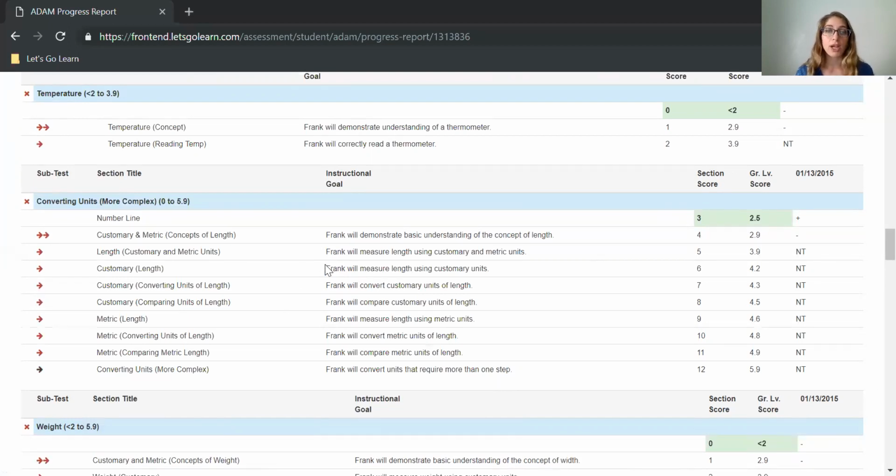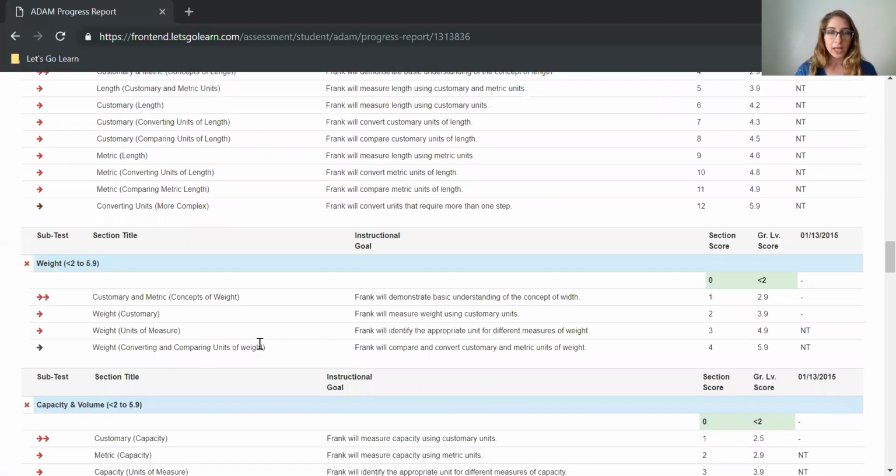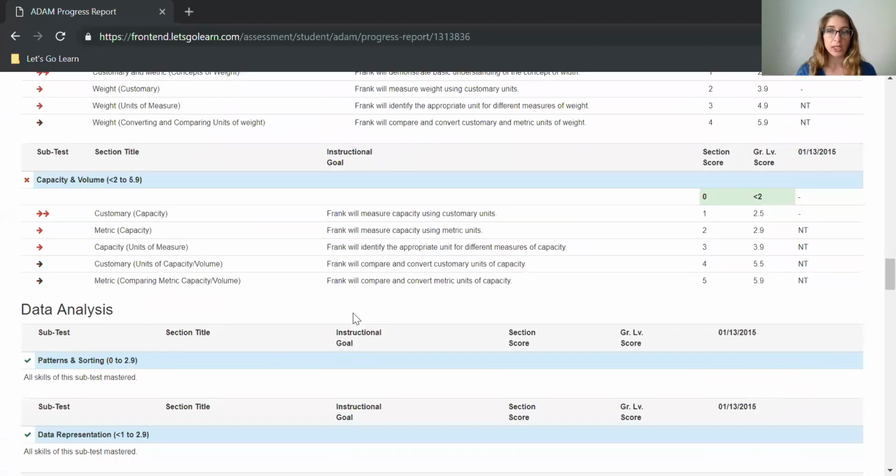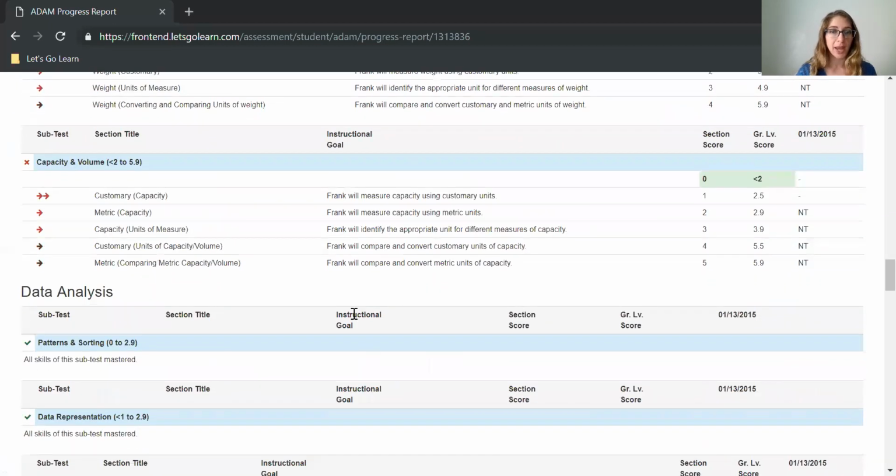Have your student measure things around the house using both the customary units of measurement as well as metric units of measurement. Get out that measuring tape, those rulers. As well, weight is another area of need. So measuring using customary units, and then capacity and volume. So all of these skills are areas that this student needs to work on.